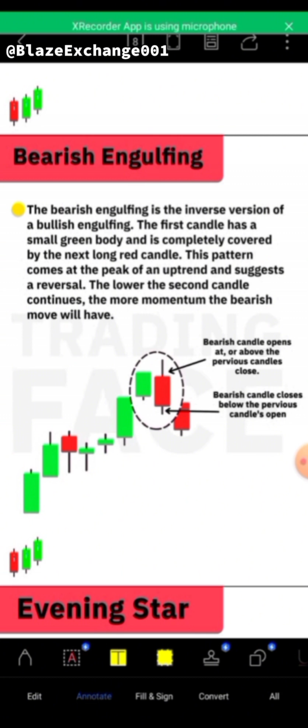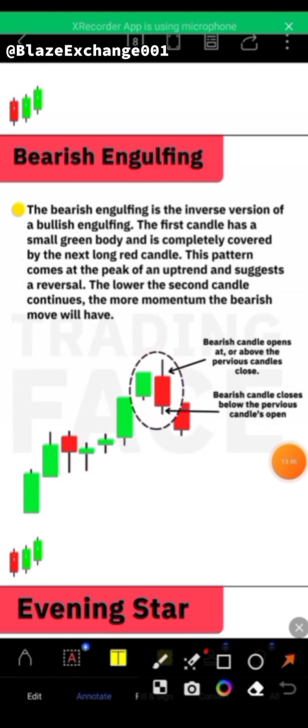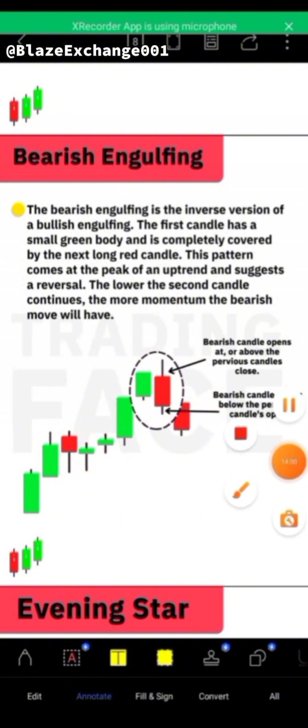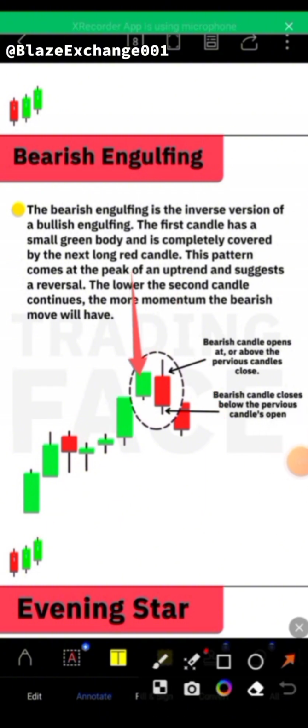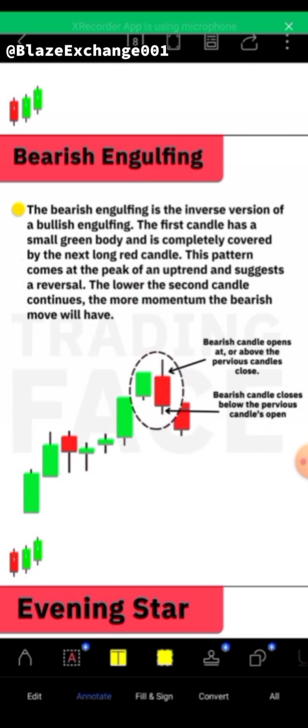Let's say this pattern comes at the peak of an uptrend, and suggests a reversal. You see, it was going up normally, then it started reversing. You understand what I'm trying to say? They say the lower the second candle closes, the more momentum the bearish move will have. So now what they said first is there must be a short green one, which is this, engulfed by a long red one, which is this. As simple as that. You understand what I'm trying to say?